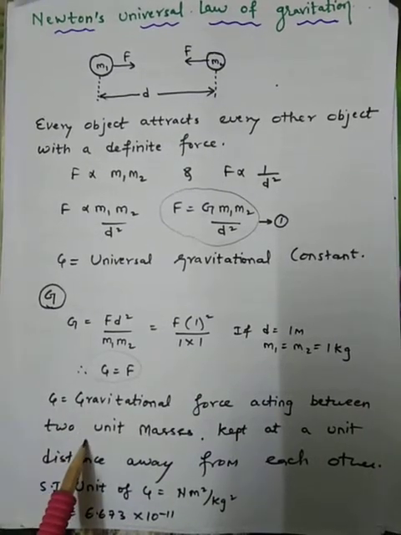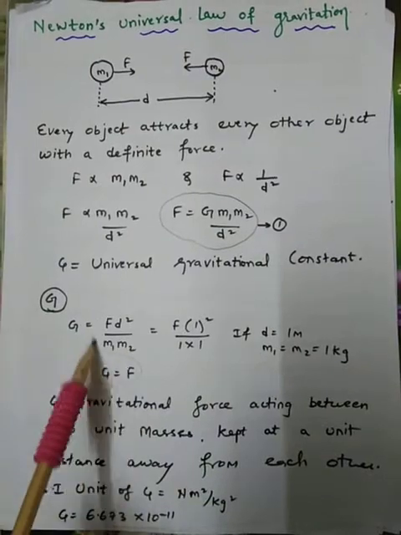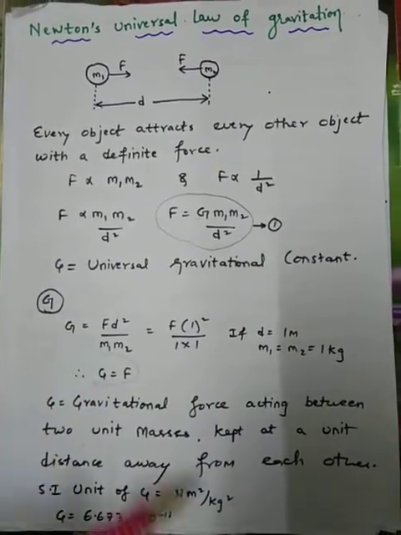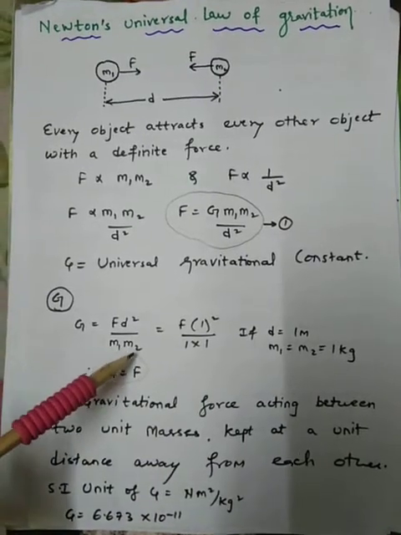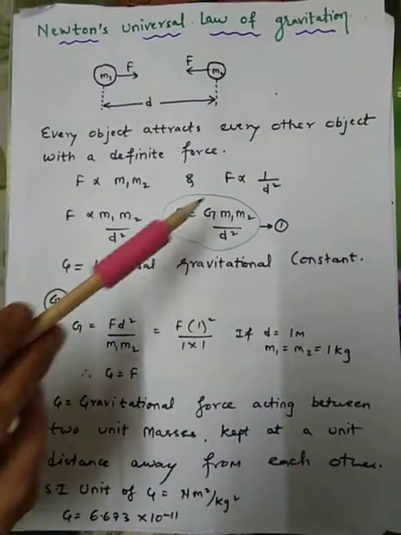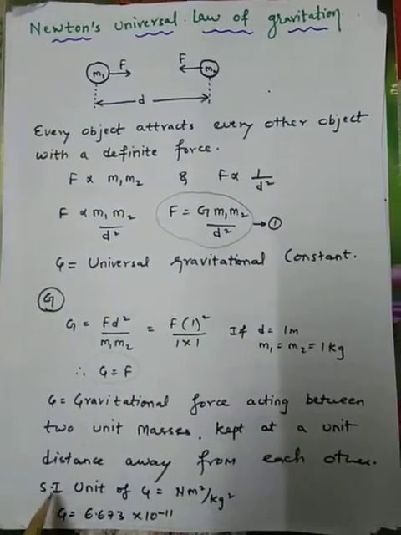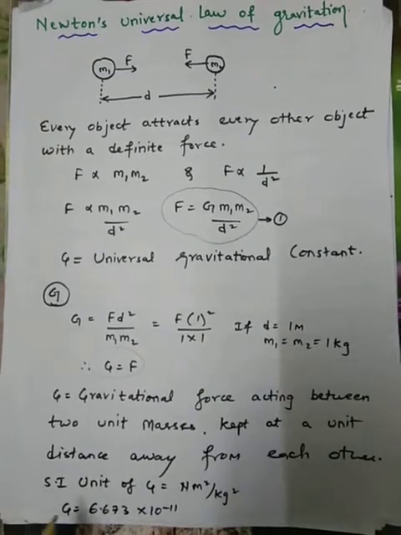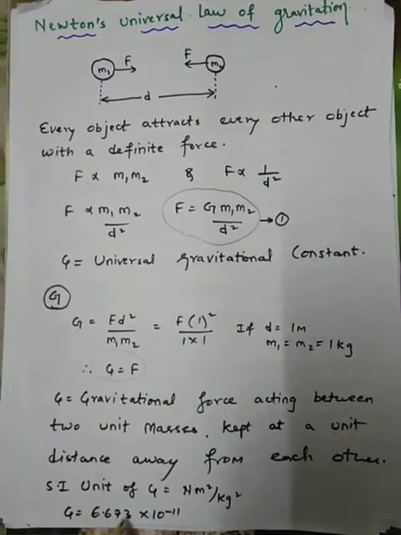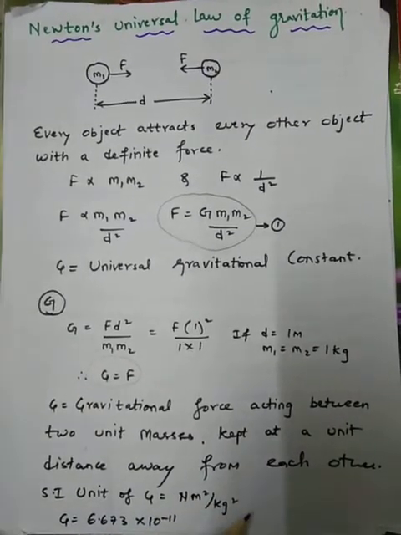This is the definition, and the SI unit of G is simply when I put the values of these terms. Force unit is Newton, distance meter, so it is meter square, m1 into m2, kg into kg will become kg square. So simply when I remember this formula, I can know what is G. If I remember this formula, I will know what is the SI unit of G, and the value of G is constant, that is 6.673 into 10 raised to minus 11 Newton meter square per kg square.